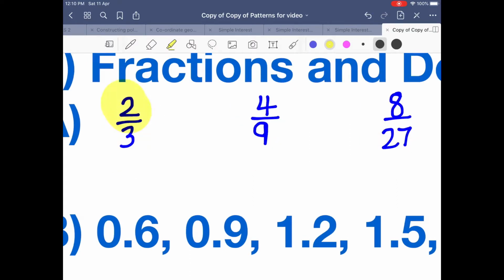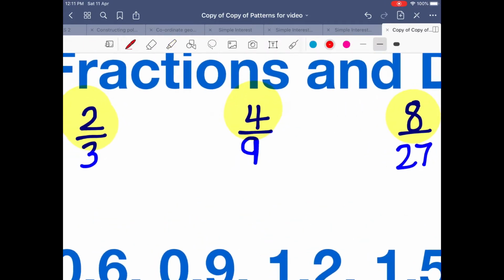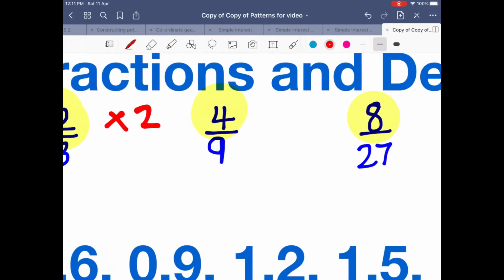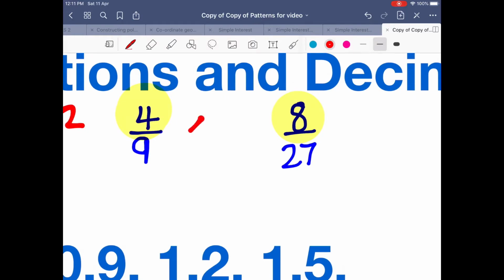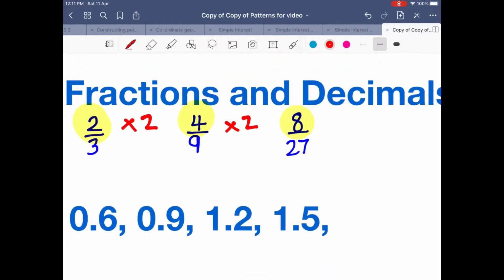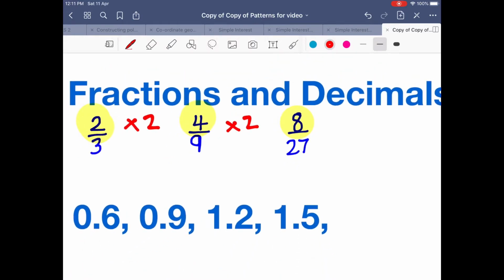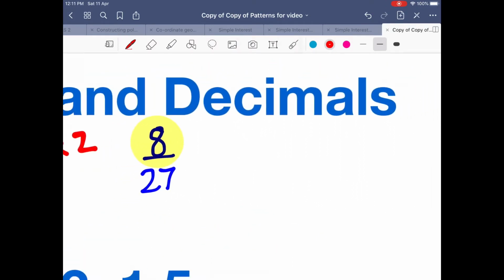In order for us to go from 2 to 4, we are multiplying by 2. In order to go from 4 to 8, we are multiplying by 2. So we are multiplying the previous number by 2. So here we will have multiplied by 2, and that will give us 8 twos are 16.